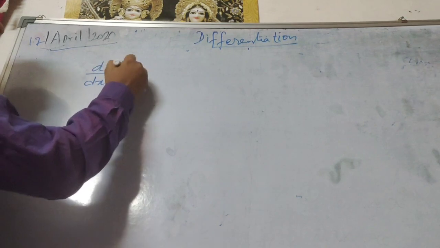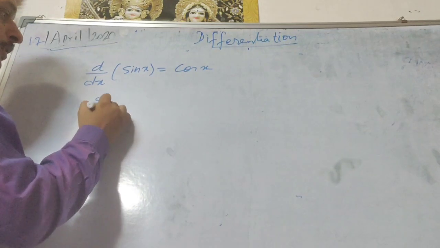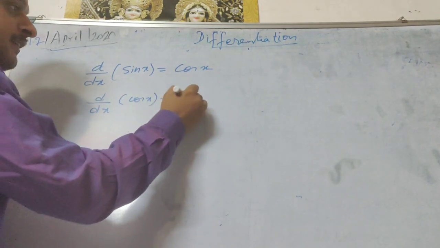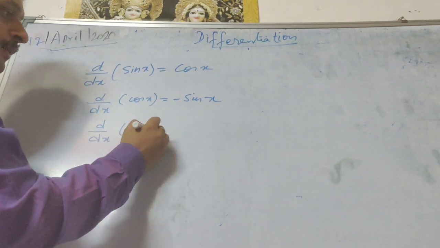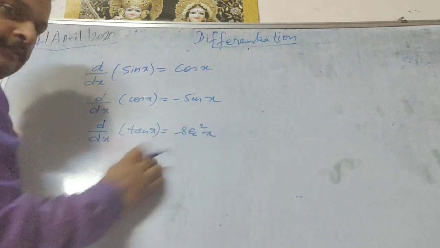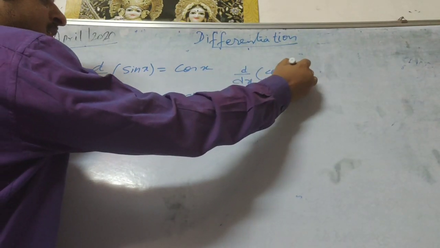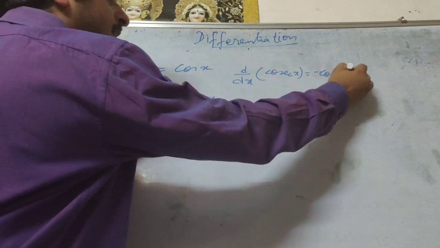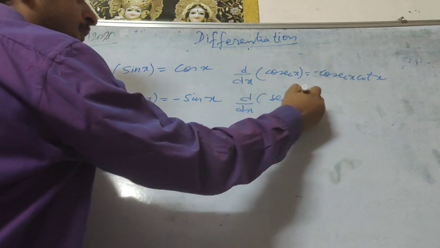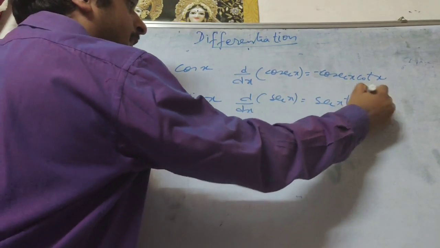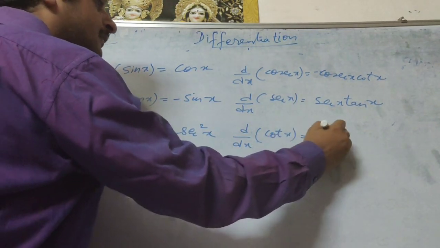d by dx of sin x equals cos x. d by dx of cos x equals minus sin x. d by dx of tan x equals secant square x. d by dx of cosecant x is minus cosecant x cot x. d by dx of secant x will be secant x tan x. d by dx of cot x is minus cosecant square x.